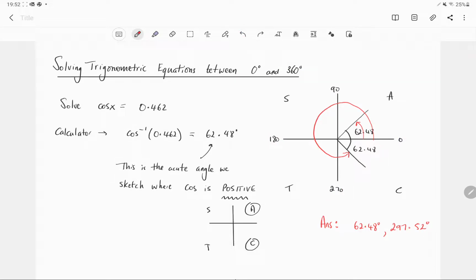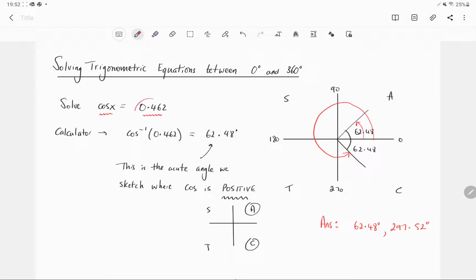So we'll start with an example of solving cos x = 0.462. The first thing I want you to notice in all of these questions is whether this is positive or negative, because that determines how we use our CAST diagram. So it's positive, so it's a pretty straightforward question.